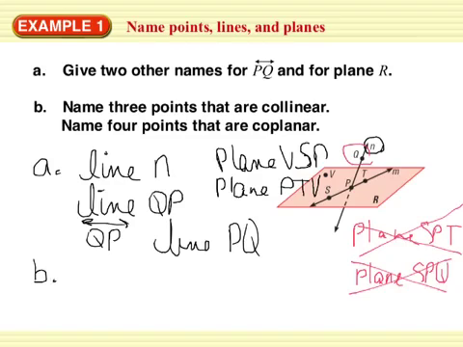Name 3 points that are collinear. S, P, and T are the only 3 points that are there that are collinear. Name 4 points that are coplanar. V, S, P, and T are all on the same plane.